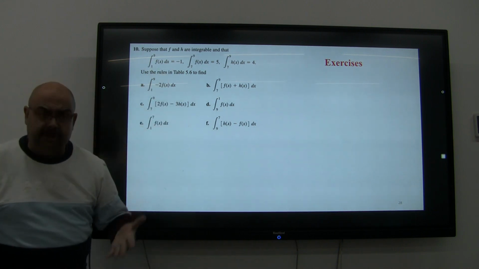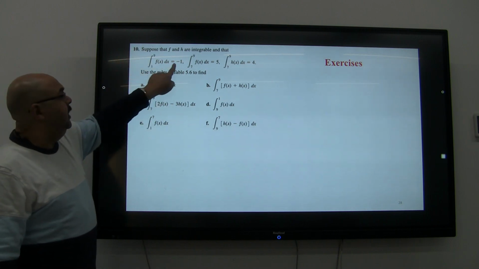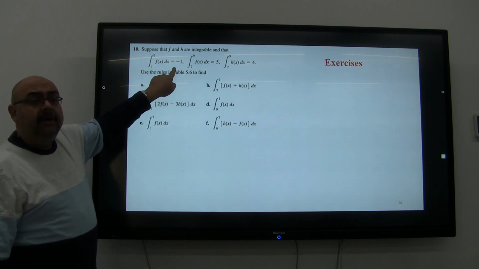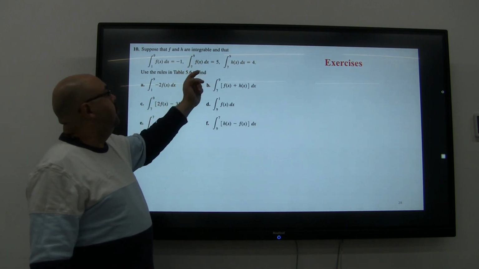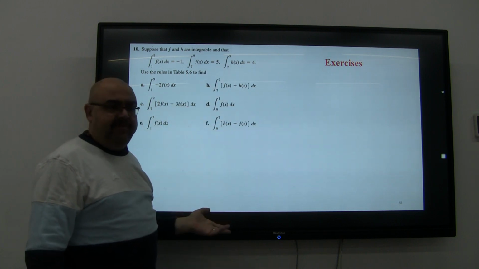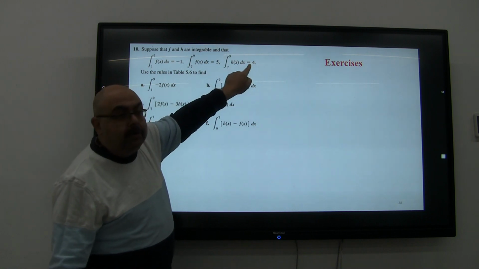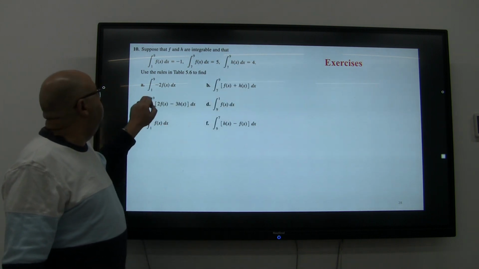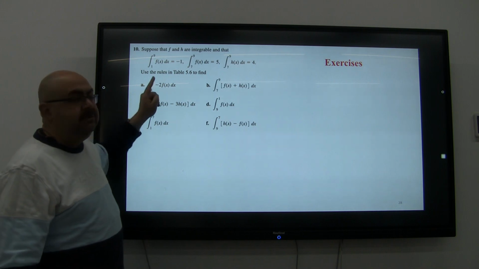It's giving you the knowledge that integration for a certain function from 1 to 9 will equal negative 1. And integrating this function from 7 to 9 will equal 5, and integrating another function called h of x from 7 to 9 will equal 4. He wants you to evaluate the integration of negative 2 times f of x.